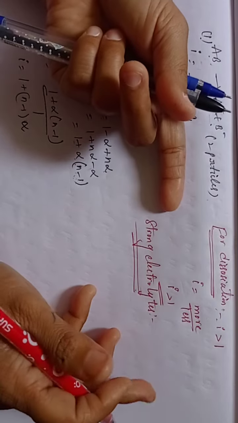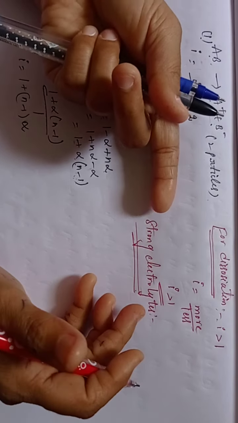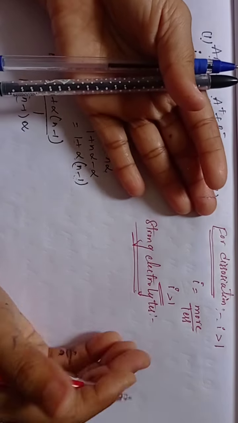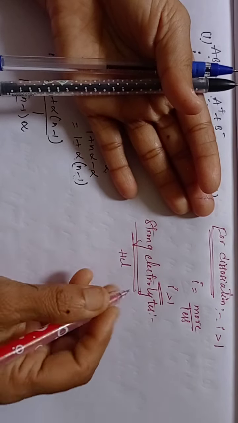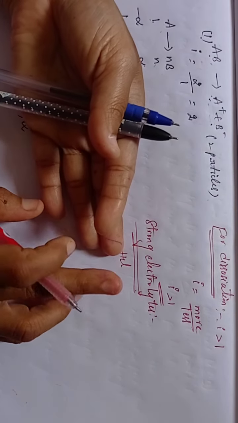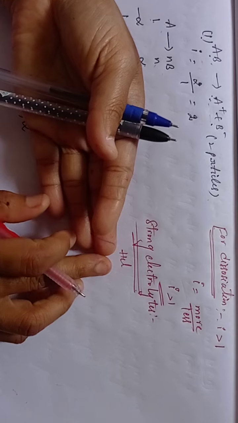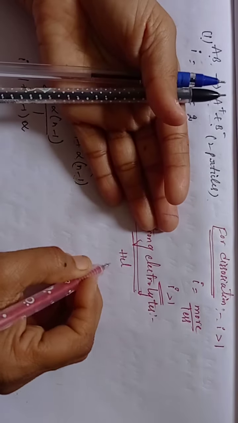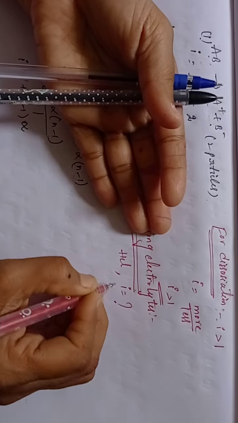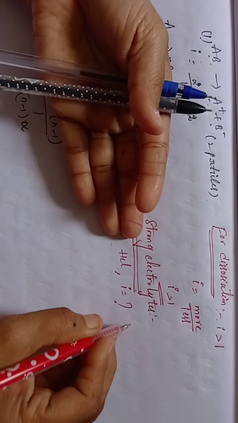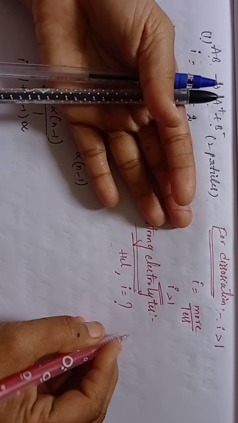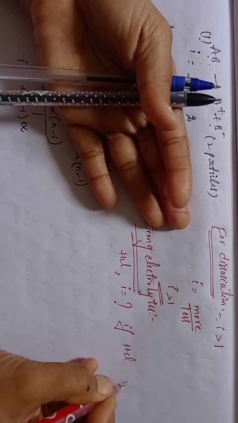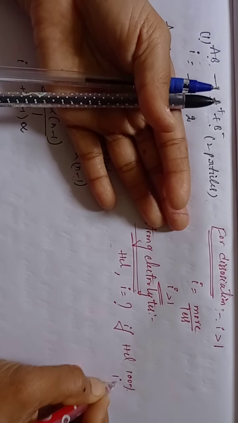Okay, in case of strong electrolytes, students, I am taking HCl as an example. HCl is a strong acid. If we have to find the Van't Hoff factor, the i value, for HCl, assume it is 100% ionized.